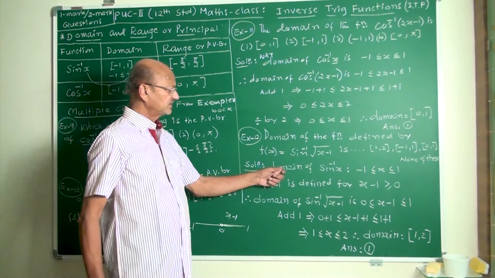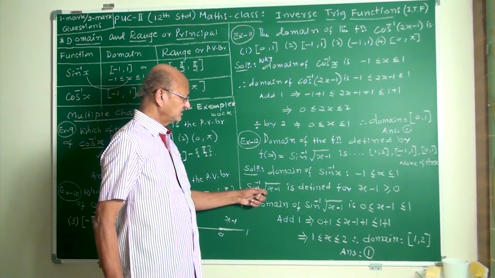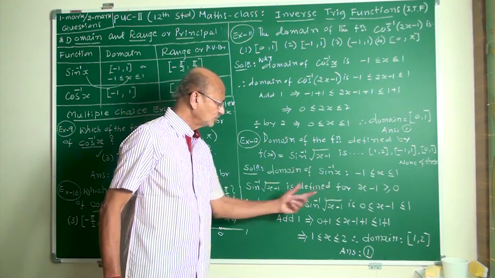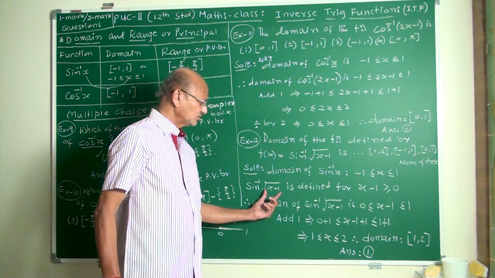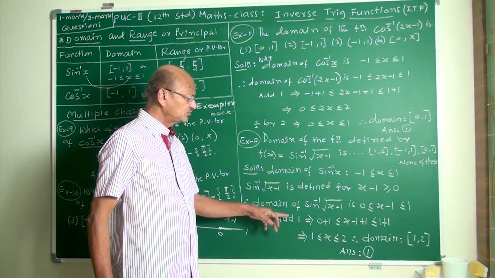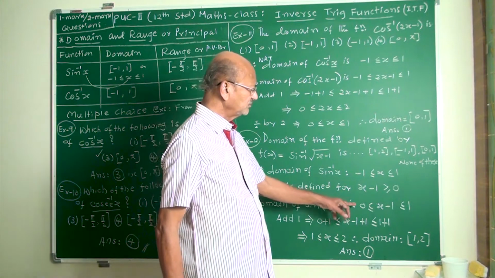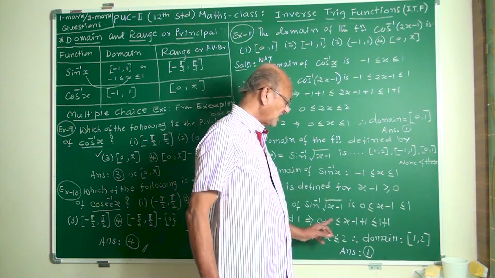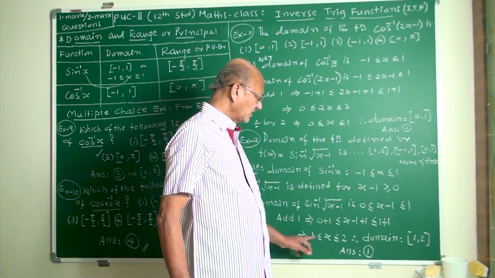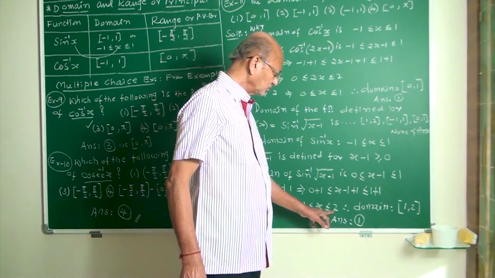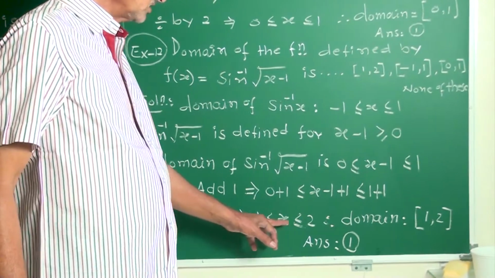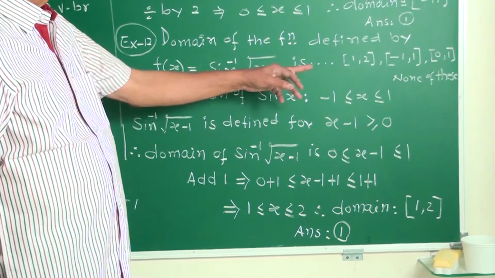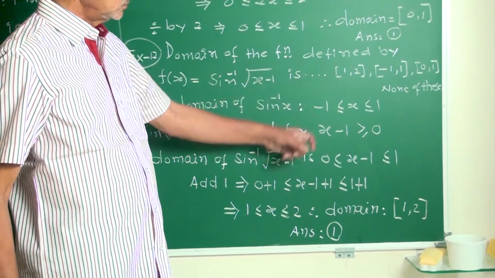So, sin inverse x domain. The sin inverse root is defined only for the positive values, greater or equal to 0 inside. Therefore, the domain of this is what? This x minus 1 lies between 0 and 1, not minus 1 to plus 1. Add 1, 1 plus 1 is 2. Therefore, the domain is closed interval 1 to 2. This is the answer.